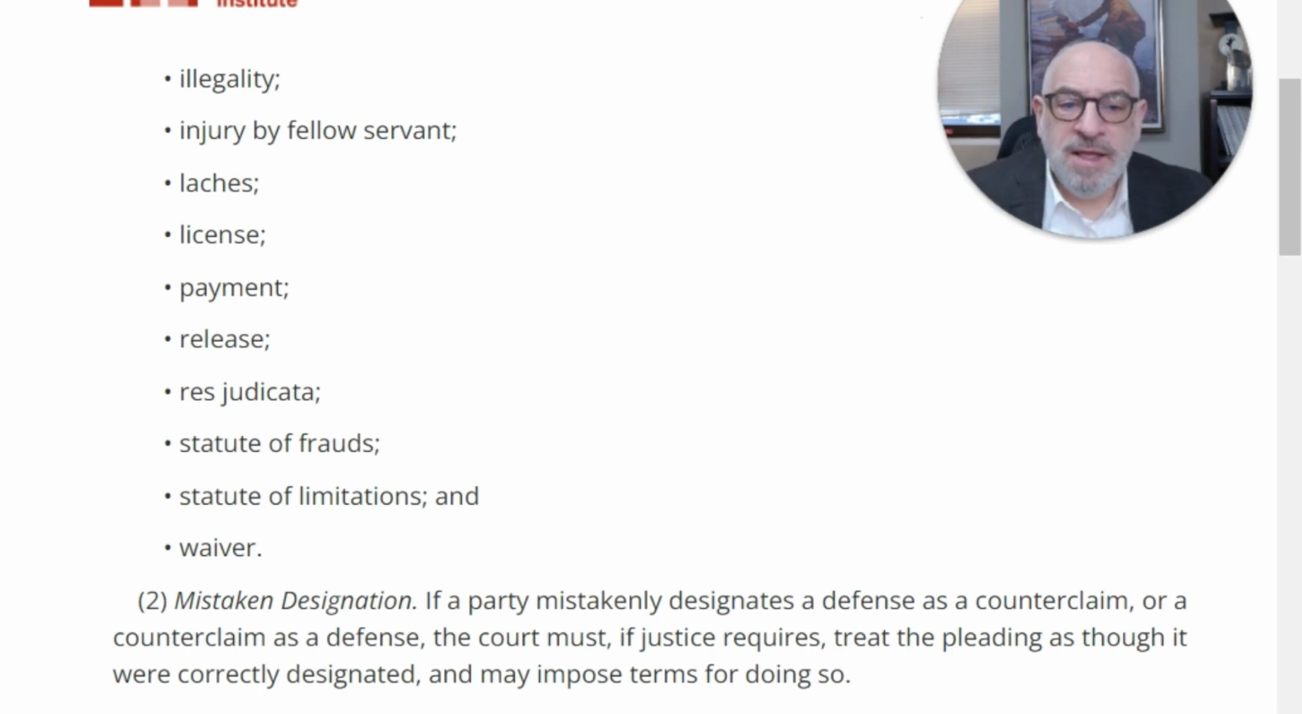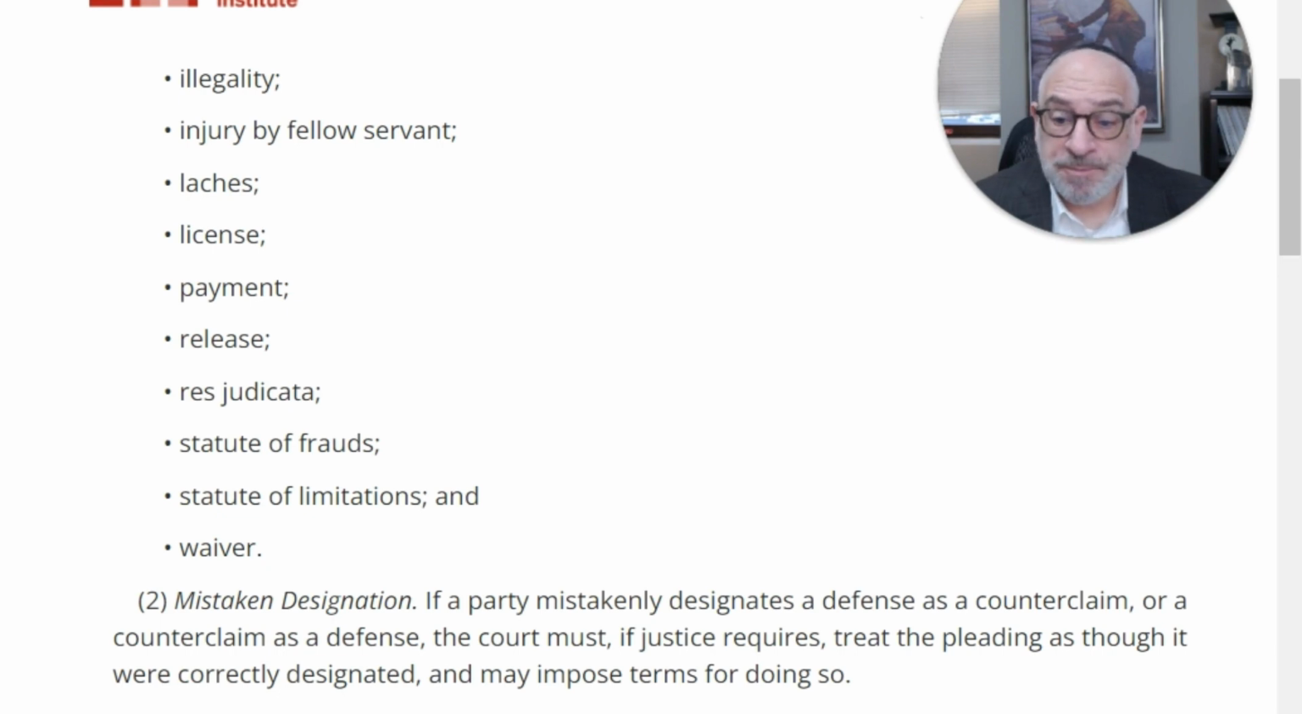Res judicata. This has been resolved in another court somewhere else. Statute of frauds. Certain kinds of contracts are required by the laws of the different states to be in writing. So if this is an oral contract, say for real estate or for a certain amount of money or for something to be done over a very long course of years, if that's not in writing, it's not going to be enforceable under most circumstances.